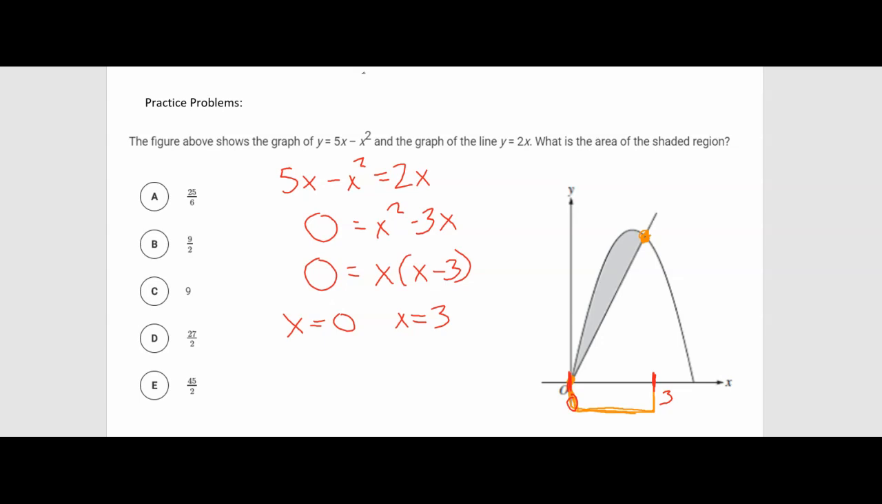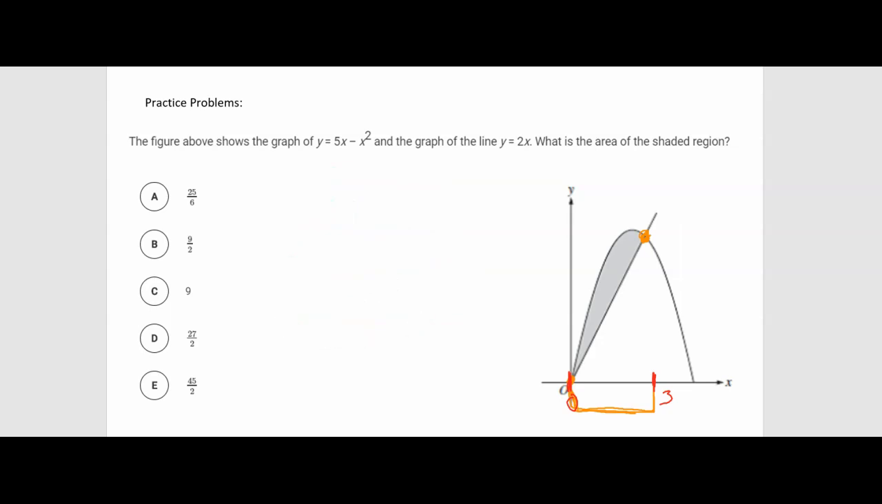Now we need to just implement that integral equation. I'm going to erase this. You guys probably have a little bit more space on your paper. And let's set this up. So I have the area between the curves as the integral from 0 to 3 of the top function minus the bottom function. Our variable here we're integrating with respect to is x.